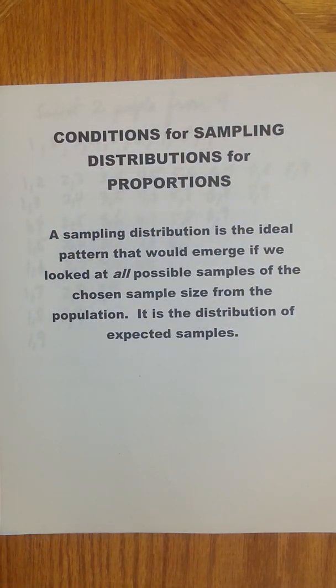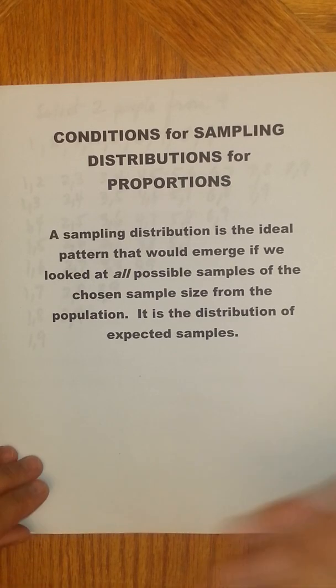Hello. In this video we're going to talk about the conditions for sampling distributions for proportions, right? And these are extraordinarily important. If conditions aren't met, we can't say that all of the theory we've been working on is anything we can use, right? So first let me address the sampling distribution technically is the ideal pattern that would emerge if we looked at all possible samples of the chosen sample size from the population. And it would be the distribution of expected samples.